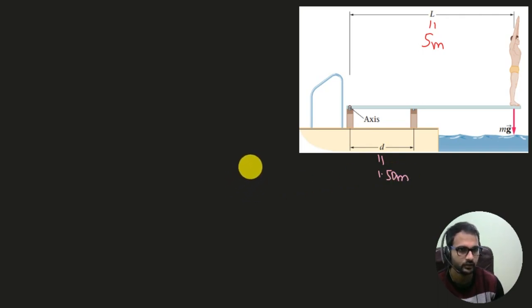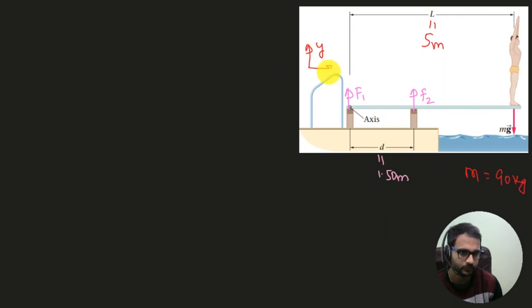Now our task is to find the forces exerted by the pillars when a 90 kg diver stands at the far end of the board. That means the mass of the diver is given to be 90 kilogram, and we are asked to find the forces. So let the force exerted by the first pillar be F1, and the force exerted by the second pillar onto the board be F2. Since the diving board is in static equilibrium, we can use the two conditions that we mentioned earlier to find these two unknowns. We should specify that this is the positive y direction, and this is the positive x.